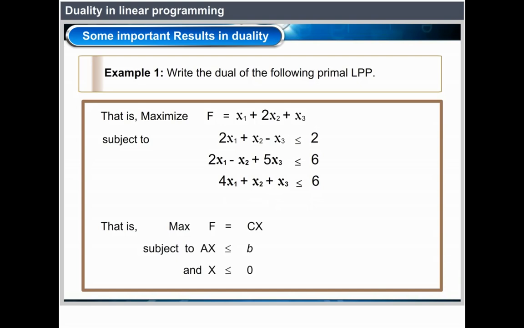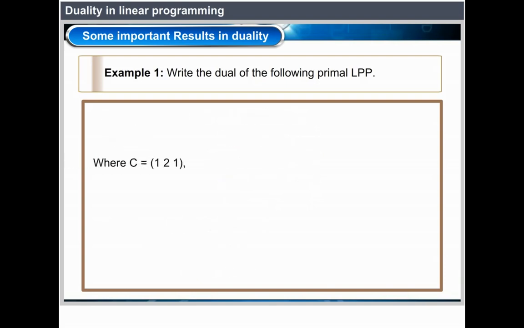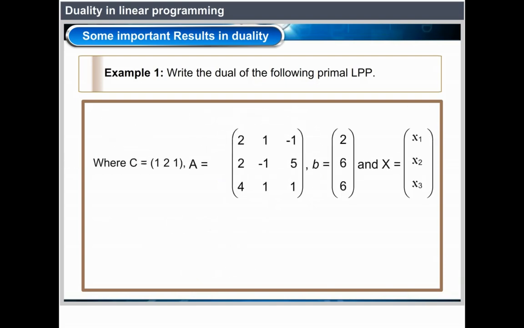That is, maximize f equals cx subject to Ax less than or equal to b and x greater than or equal to 0, where c equals 1, 2, 1, taken from the objective function coefficients of x1, x2 and x3. Then A equals first row 2, 1, minus 1, second row 2, minus 1, 5, third row 4, 1, 1. It is taken from the coefficients of the constraints. Then b equals 2, 6, 6. It is taken from the right hand side values of the constraints. And capital X equals x1, x2, x3.